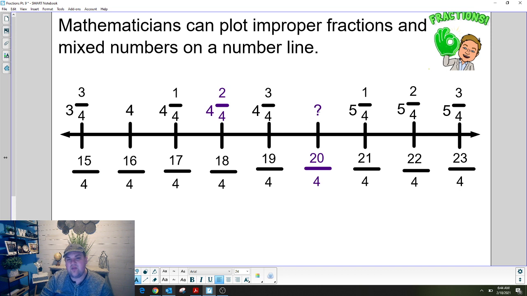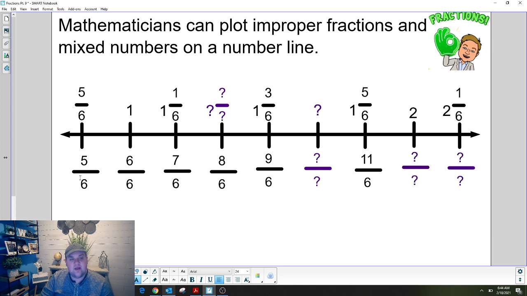What do you think belongs here? If you said 5, you are correct, because 4 3/4, add another fourth to that, we get to 5. And one way we can check is 20/4 is equal to 5 wholes. So again, we can count by fourths, or we can look at the mixed number and improper fraction to find what's equivalent to it. Let's look at one more together.